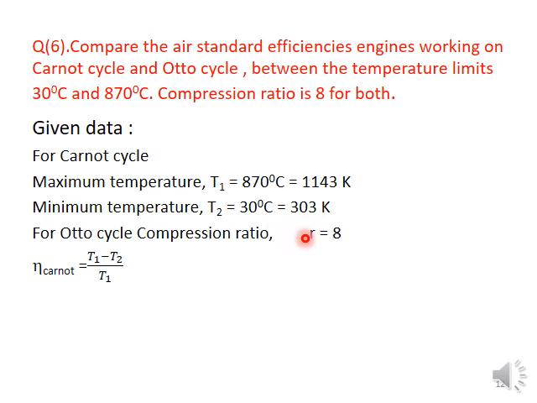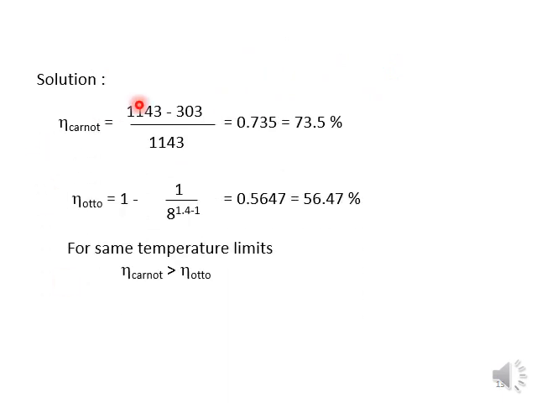calculate the efficiency of an Otto cycle. Efficiency of the Otto cycle is equal to 1 minus 1 divided by R power gamma minus 1. So if you substitute the R value, we will get the efficiency of the Otto cycle. So this is the efficiency formula of the Otto cycle. Substitute the data in the two formulas, and we will get the efficiency of the Carnot cycle and the efficiency of the Otto cycle. The efficiency of the Carnot cycle is 73.5 percent and the efficiency of the Otto cycle is 56.47.